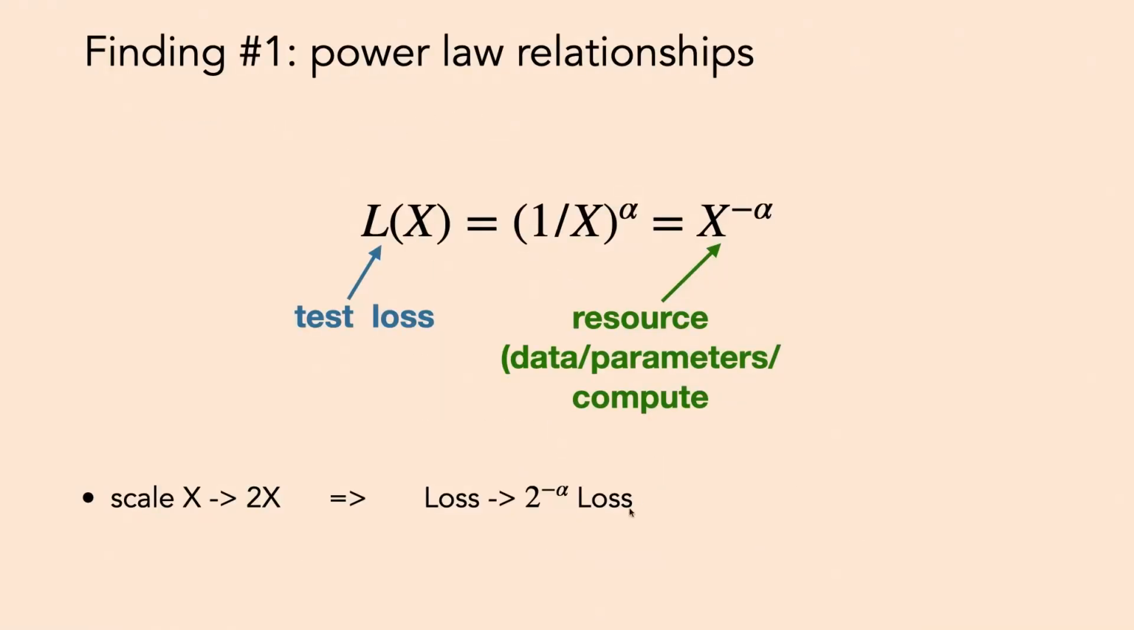Okay, so if alpha is like 2, then if I double my resource, I'll get 2 to the negative 2, so my loss will go down to 1/4 of its previous value.